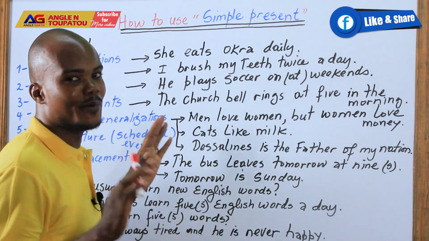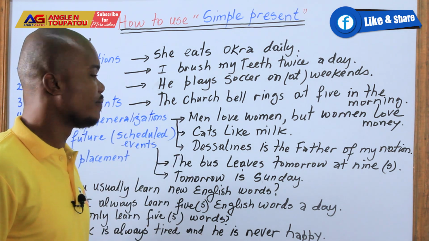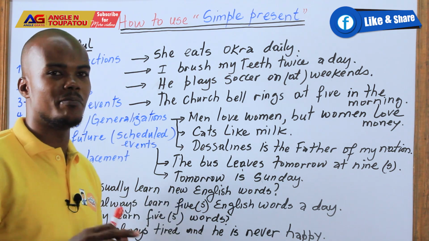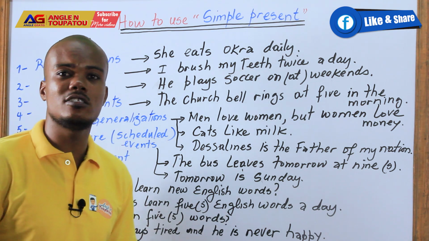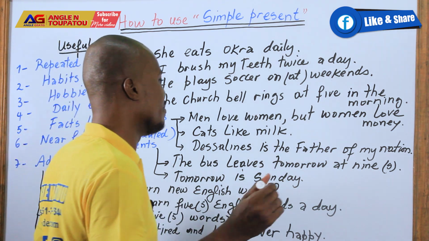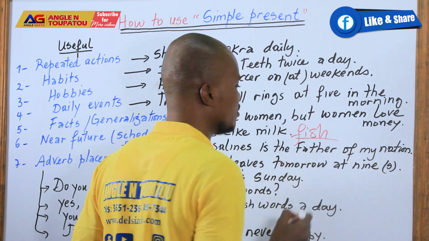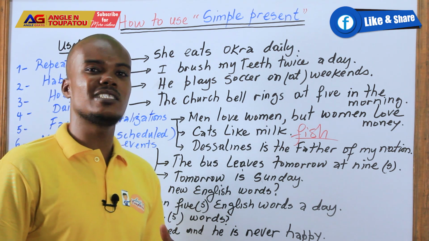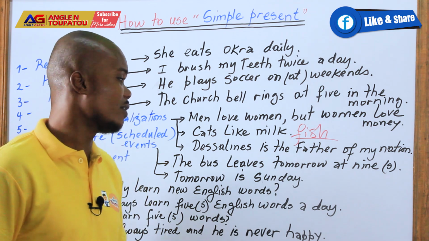And the second example I have for the fact, generally, cats like milk. I say cats like milk. Is it not true? Or I can say cats like fish also. If I don't want to say milk, I can say fish. You know fish. Fish means poisson. You can say cats like milk or cats like fish. All right.